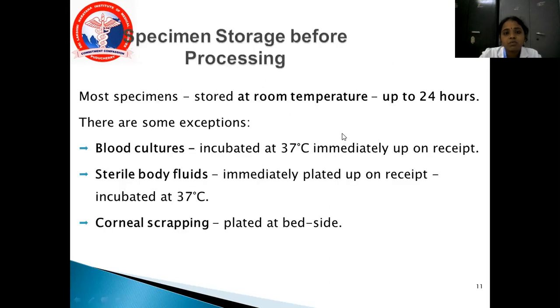Specimen storage before processing: most specimens are stored at room temperature, 22 to 25 degrees Celsius. There are some exceptions. Blood cultures are incubated at 37 degrees Celsius immediately upon receipt, and sterile body fluids are plated immediately upon receipt and incubated at 37 degrees Celsius. Corneal scrapings should be plated at the bedside.